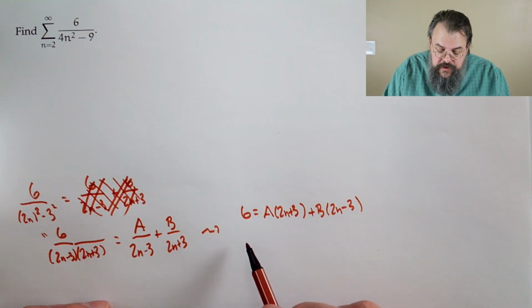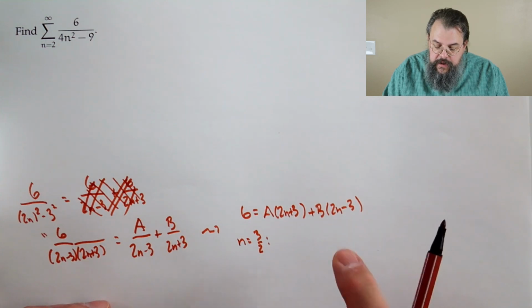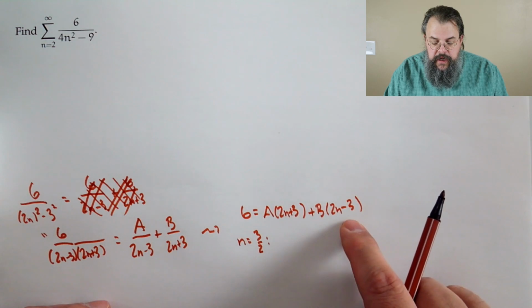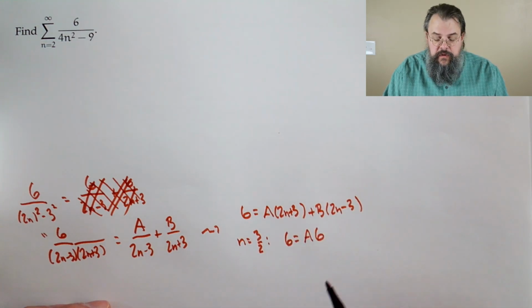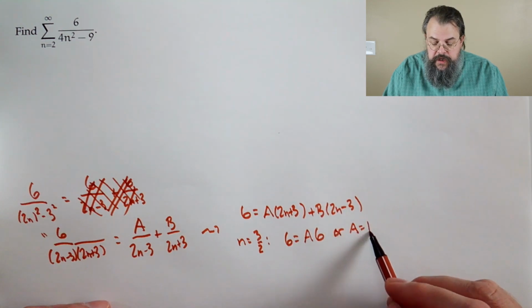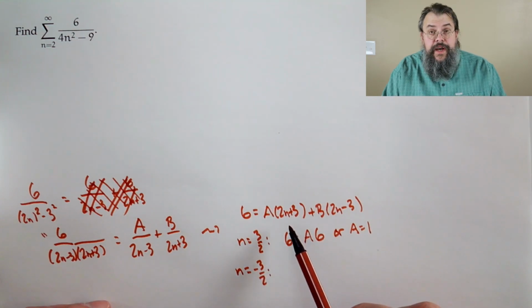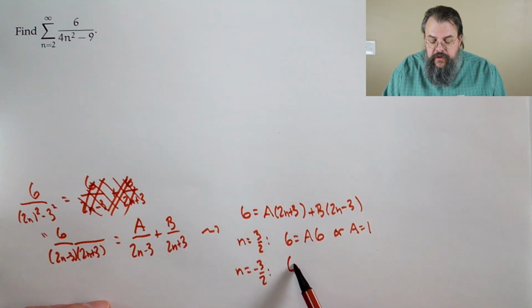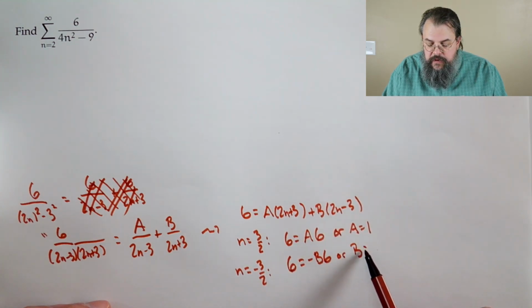So we could choose, say, n equals 3/2. Why? Well, 2 times 3 halves would be 3, subtract 3 is 0. That knocks that term away, and we come to the conclusion 6 equals a times 6, or a equals 1. If we chose negative 3 halves, 2 times negative 3 halves is negative 3, plus 3 is 0. That term gets knocked out. So 6 equals minus 6 times b, or b equals minus 1.